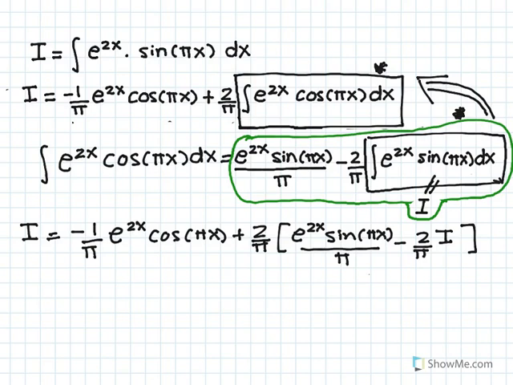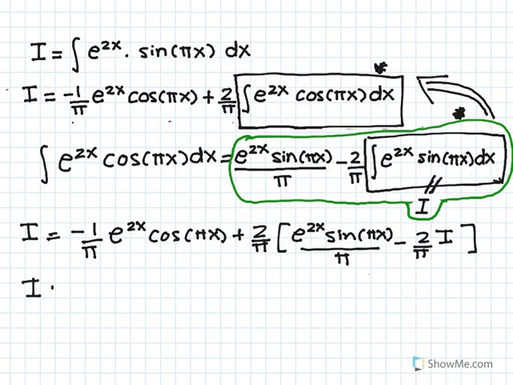This integral, we're calling that I. And notice that if we can solve for I, we're done. The question will be done, because we're looking for the integral e to the 2x sine of pi x dx, and we're labeling that as I. We have to do some algebra. That's all that remains.